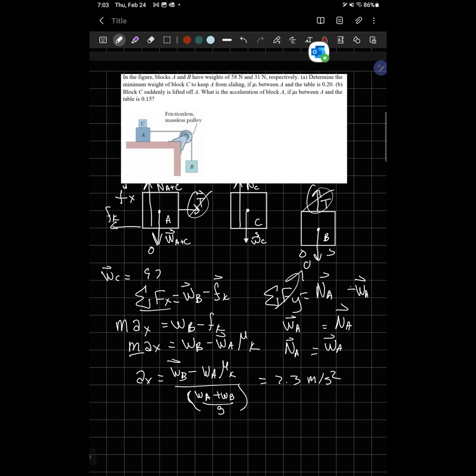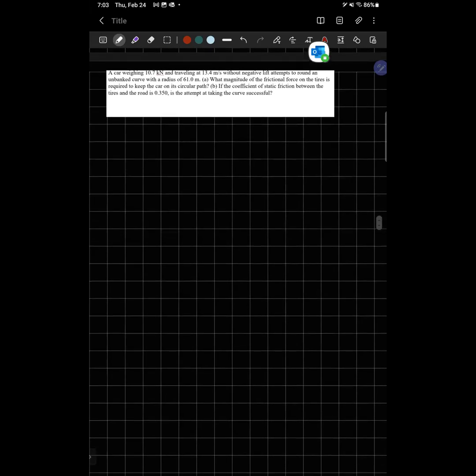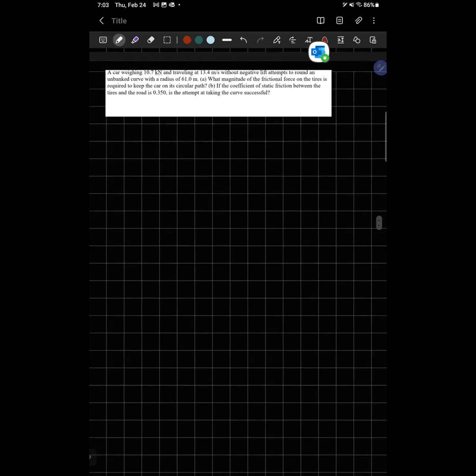Okie dokie, so let's see how far we can get. A car weighing 10.7 kilonewtons is traveling at 13.4 meters per second to round an unbanked curve with a radius of 61 meters. Starting with A, what magnitude of the frictional force on the tires is required to keep the car in a circular path?